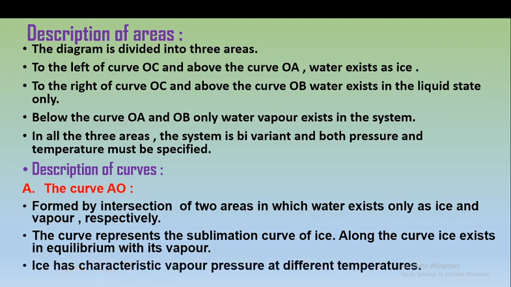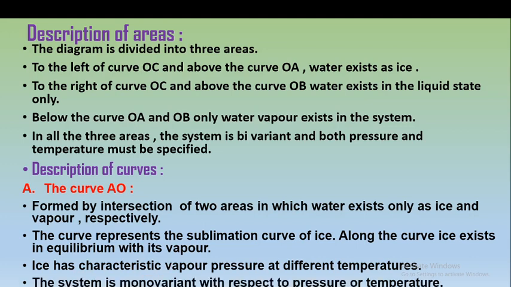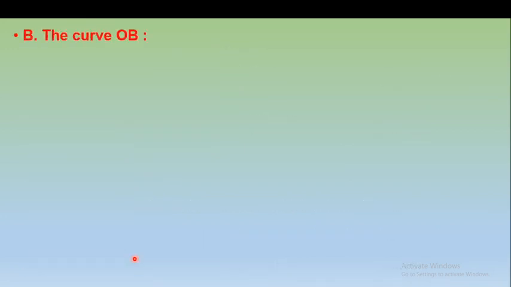And ice has a characteristic vapor pressure at a different temperature. And the system is monovariant. Means along the curve, the system is monovariant, and along the areas, the system is bivariant. And the system is monovariant with respect to pressure or temperature. Means only one must be specified, either pressure or temperature. This is curve AO.